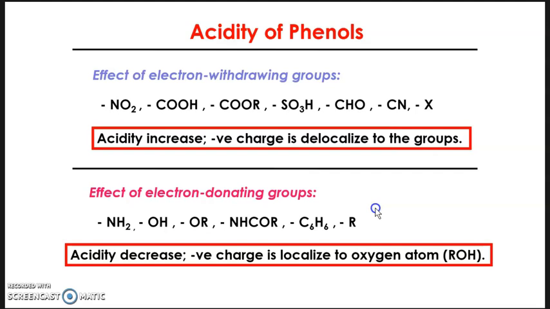The acidity of phenol can be decreased or increased by other substituents on the benzene ring. If there are electron withdrawing groups on the phenol, the acidity will increase, and if you have electron donating groups, the acidity will decrease.